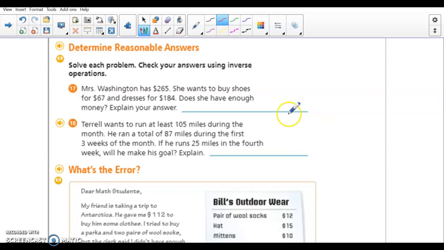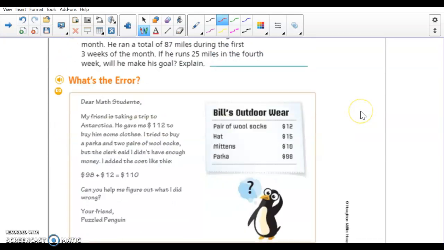But what we're going to be doing, it just says solve each problem, check your answer using the inverse operation. So if you solve with subtraction, that inverse is addition. So use the addition on the side to check your answers. If you solve it with addition, check your answer with subtraction. So you're solving it two different ways, but you're double checking yourself to make sure you got it right.